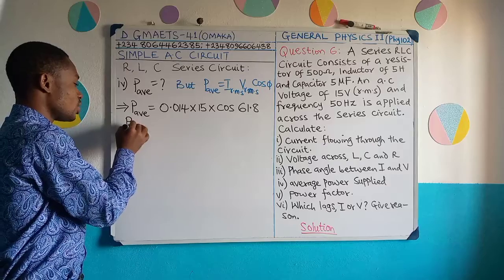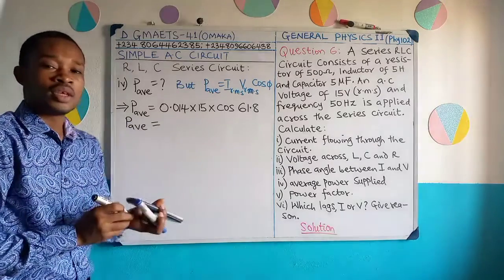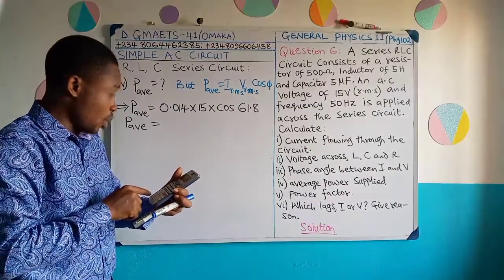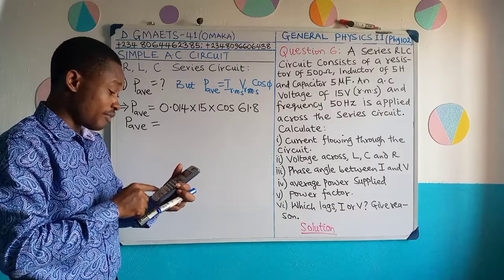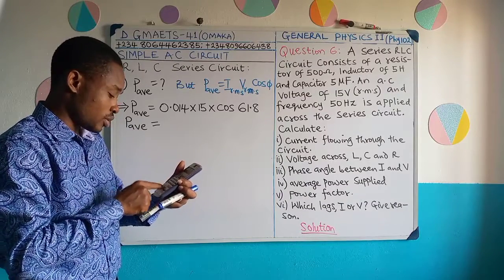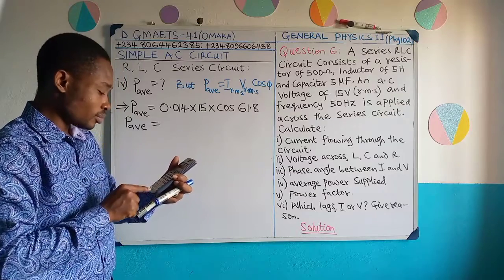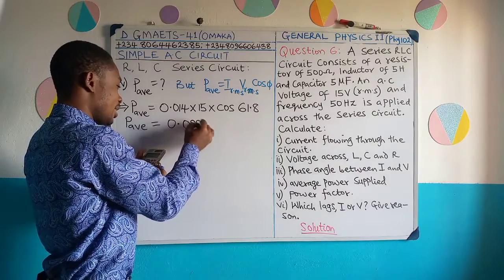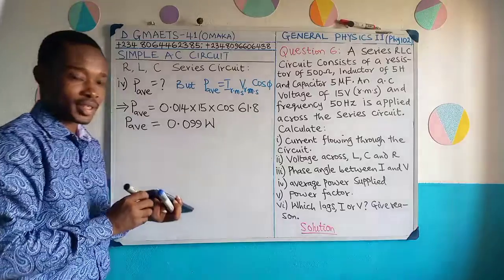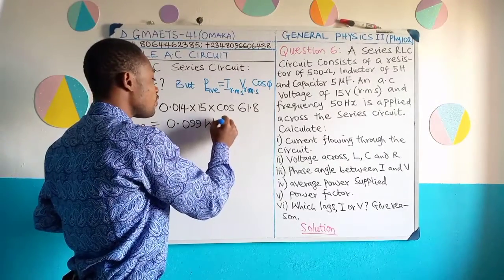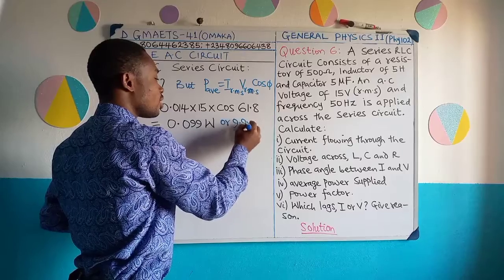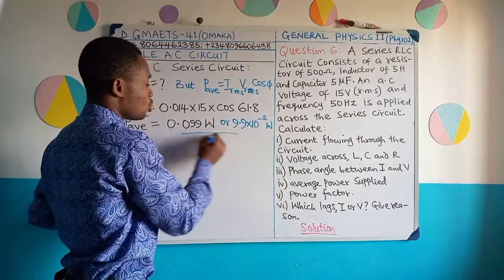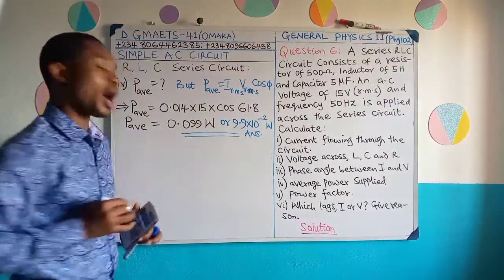So let us see what this will give us, the average power in this circuit. I take 0.014, multiply by 15, then multiply by cos 61.8. This gives me 0.099. What is the unit of power? Watt. So I write watt, or you can still write it as 9.9 times 10 raised to power minus 2. Any one of these two is the answer for the average power.